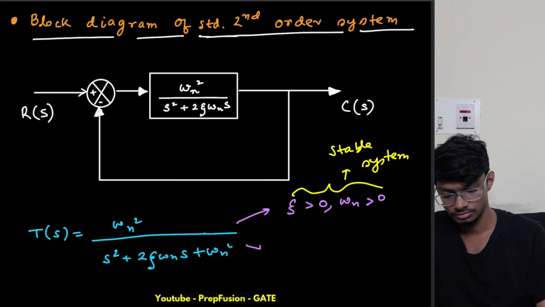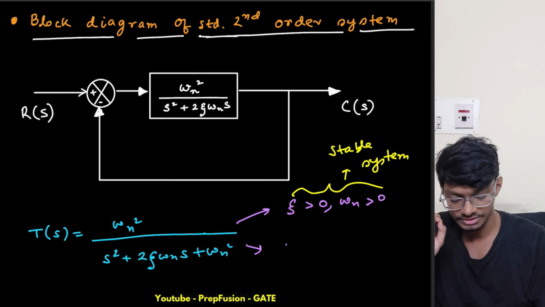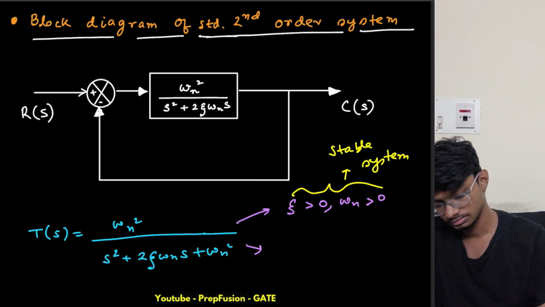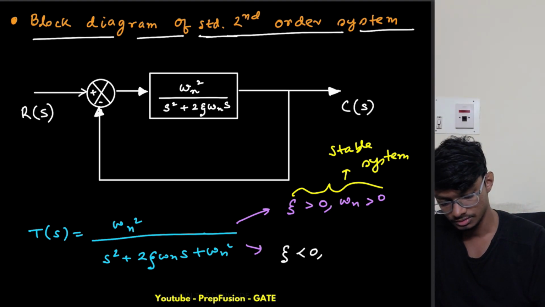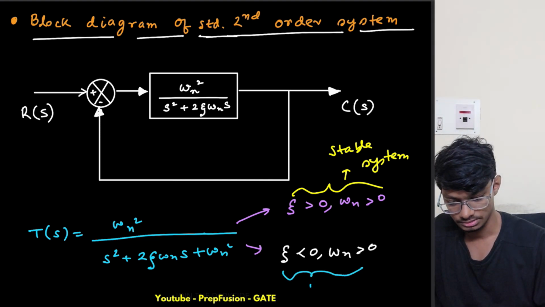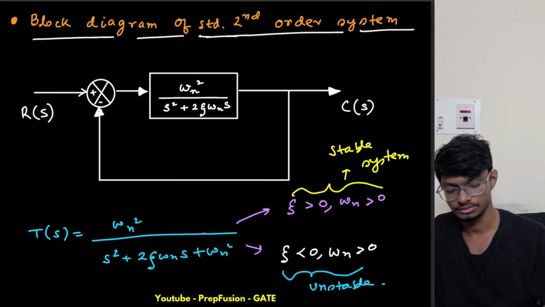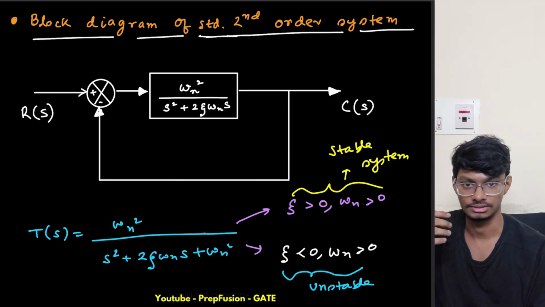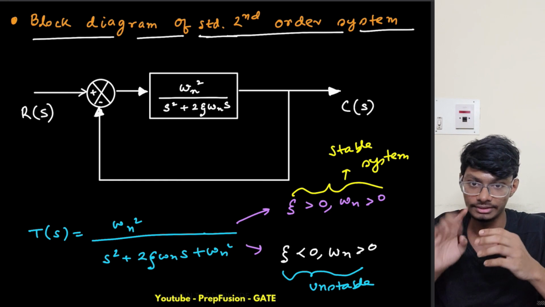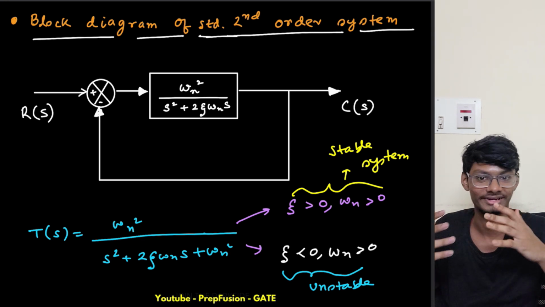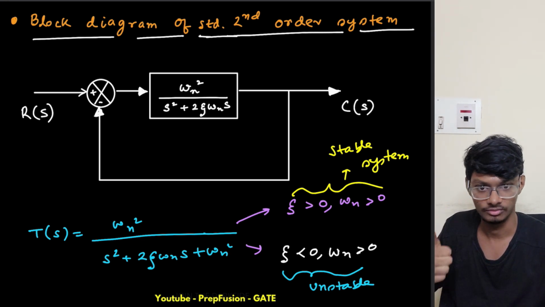Now my system will not be stable if my zeta is less than 0 and omega n is greater than 0. It will be unstable. I'm not talking about omega n less than 0 because we don't use negative frequency. But if mathematically omega n less than 0 and zeta less than 0 both occur, then also my system will be stable. But that is not a real life practical case, right? So these were the two cases that I wanted to tell you.